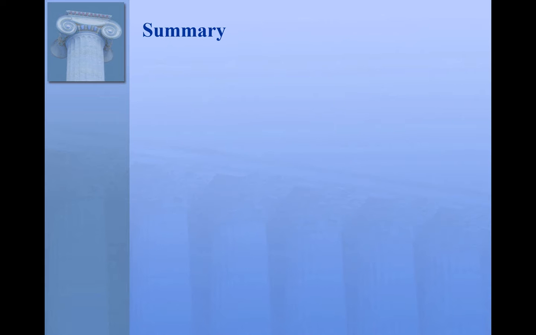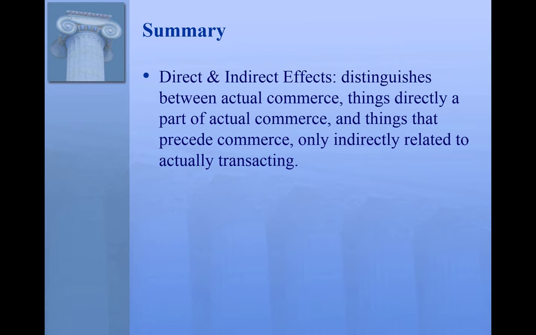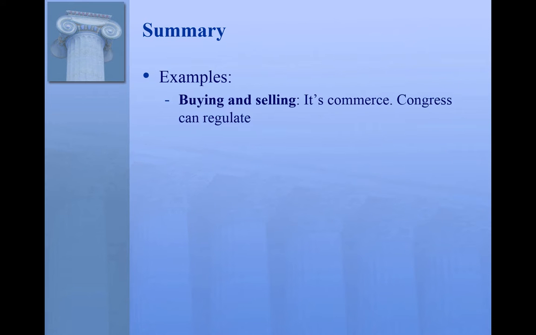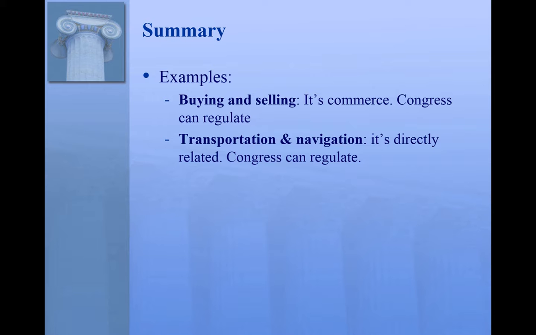All right, so in summary then, the direct and indirect effects doctrine is a distinction between actual commerce and things directly a part of actual commerce on one hand, and things that precede commerce and only indirectly relate to actual transacting. So here's a list of some things. Buying and selling, absolutely, that's commerce. As long as it's occurring interstate, Congress can regulate. Transportation and navigation, it's not commerce, but it's directly related. Thus, Congress can regulate. That's Gibbons v. Ogden.